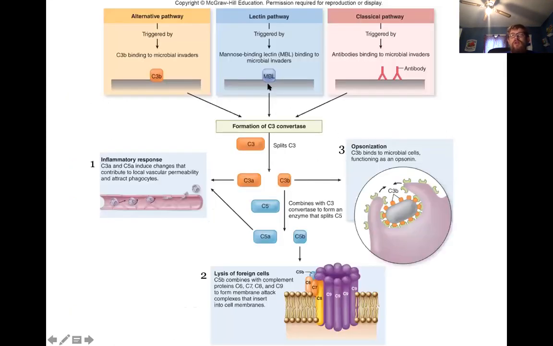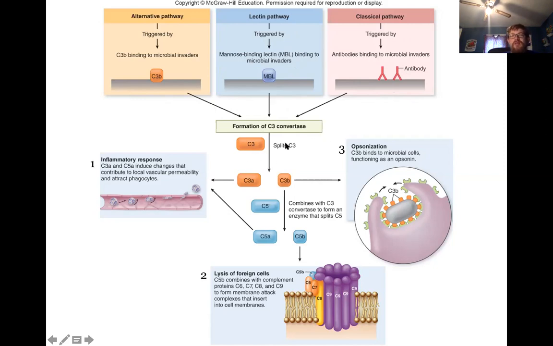So this is a diagram from the textbook that I previously used. I actually like it. It helps simplify this. Here are the three pathways: alternative, lectin, classic. Here you see that the classic pathway is antibody dependent. The alternative pathway is not antibody dependent. No matter what pathway you start with, you form an enzyme called C3 convertase.